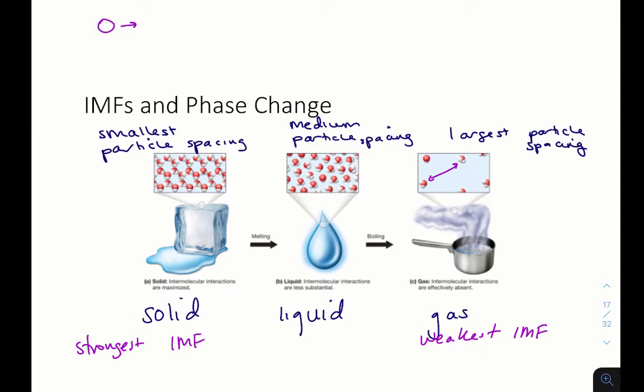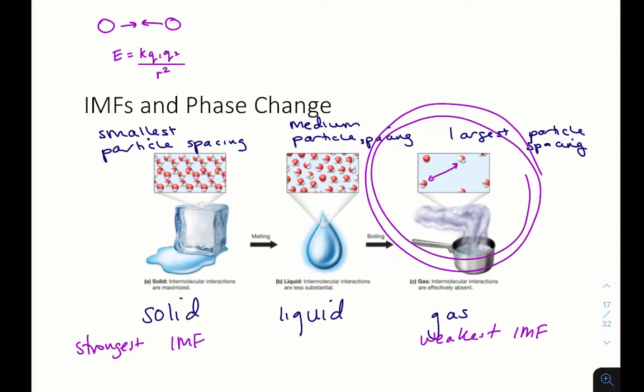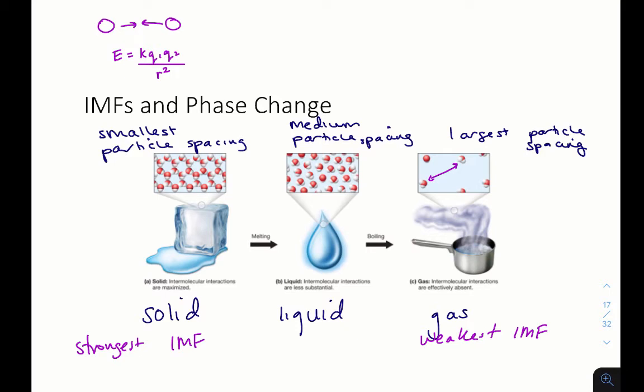Recall, intermolecular forces of attraction are simply electrostatic attractions. And if we think about electrostatic attractions, they're equal to a constant K times the charges of the charged bodies divided by the distance between them squared. So the larger this distance gets, the weaker the attraction between the two particles. Thus, the distance between the particles is so large in the gas phase that the attraction between them approaches zero. So we can ignore them.